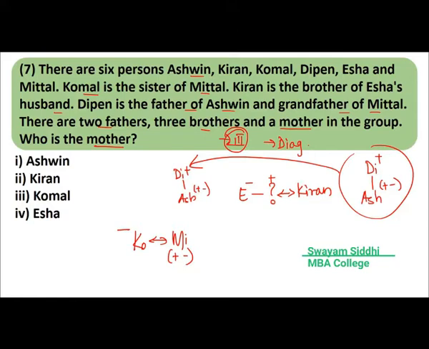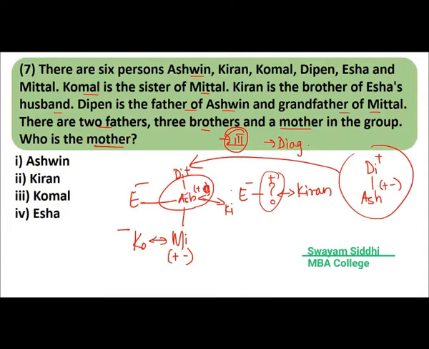Now over here we know that Isha's husband is the only unknown factor, and the only person whose relation has not been established is Ashwin. So Ashwin must be Isha's husband. So we will have Isha over here, Ashwin is the husband, so plus, and the brother is Kiran, and Ashwin is the father of Mittal. Mittal we don't know whether it is plus or minus.